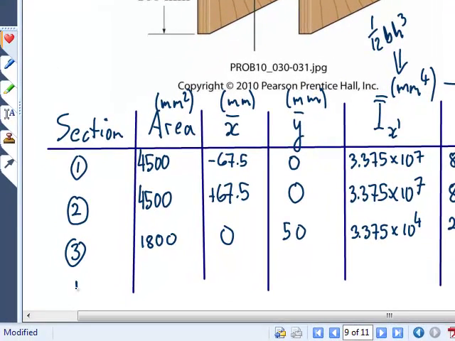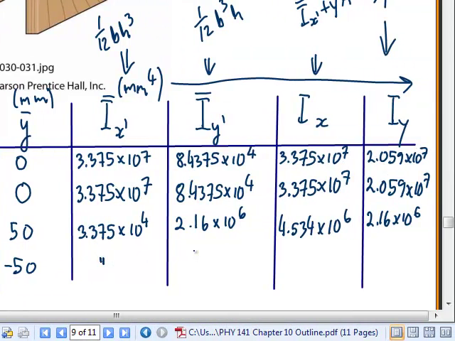And we finally get to part 4. Part 4 is the same area, same x bar, opposite y bar, same values for all of the moments of inertia. All right, so I put ditto marks in here, but I wrote them in here because these are the ones we're going to add up.